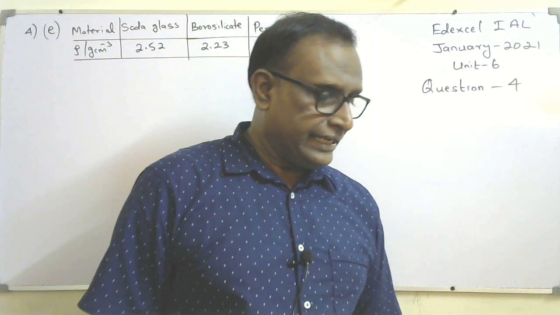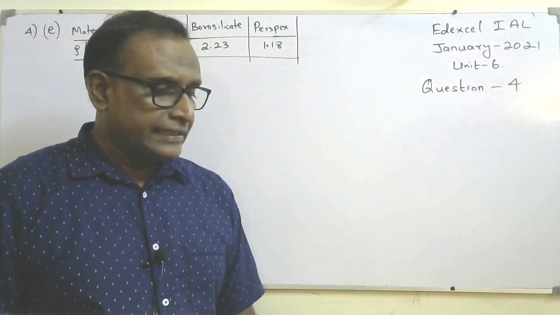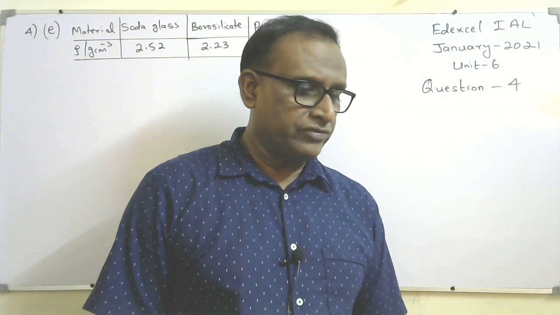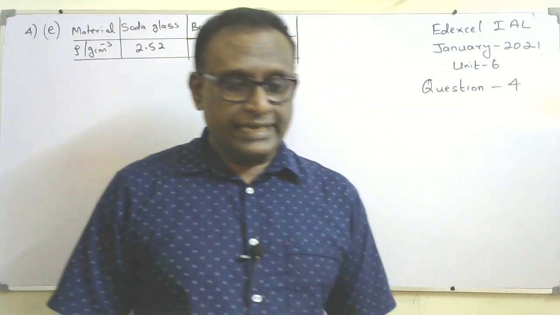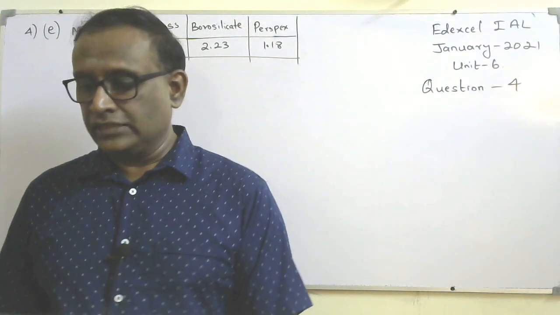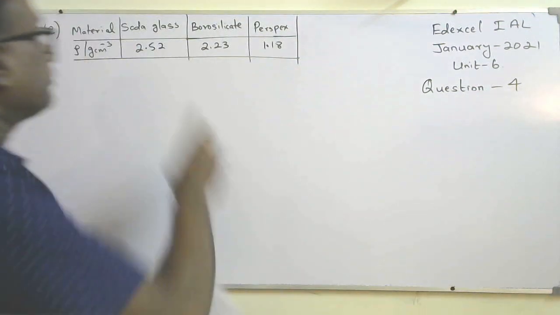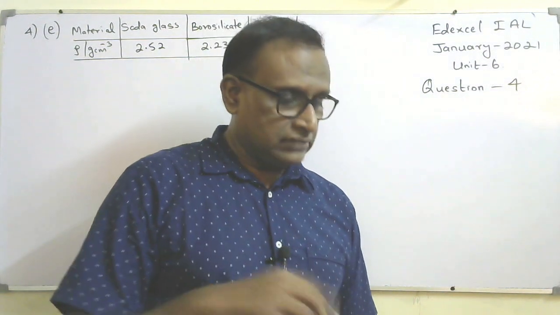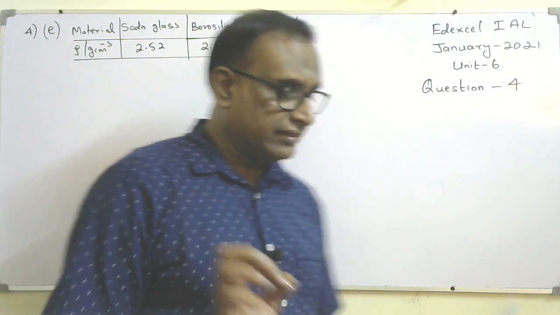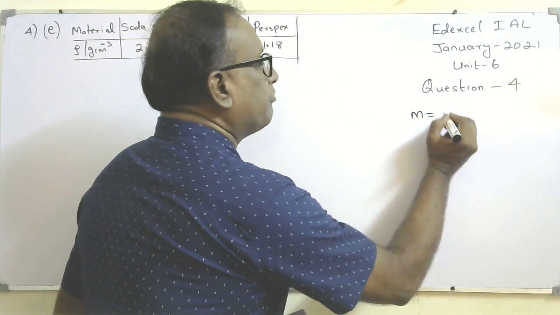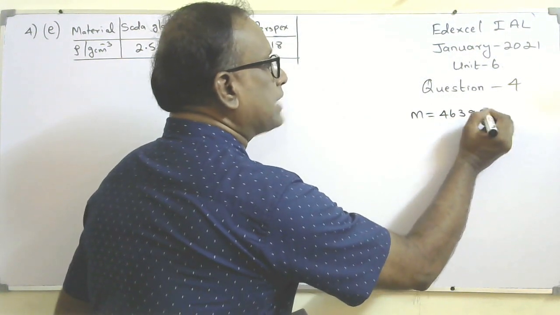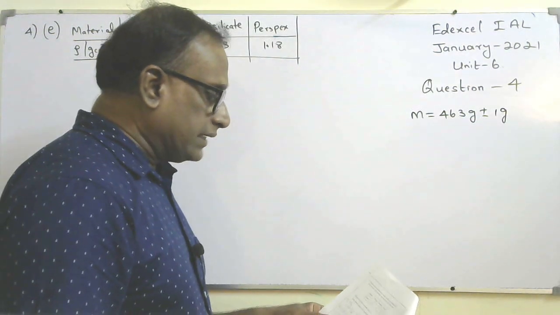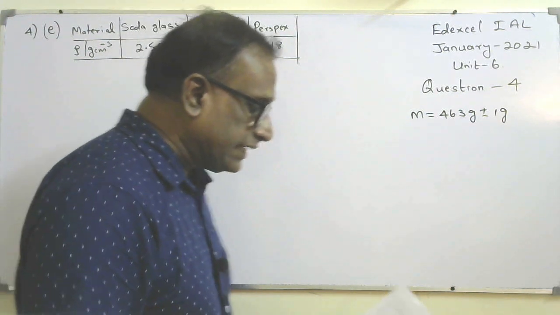Okay, so part E of question number 4. The table shows the densities of some common materials used to manufacture this type of container. Only borosilicate is safe to heat directly with a Bunsen burner. So they are giving 3 different materials and their densities. The mass of the container, the one we used in the laboratory, is given as 463 gram plus or minus 1 gram. The question: deduce whether the container is safe to heat directly with a Bunsen burner.